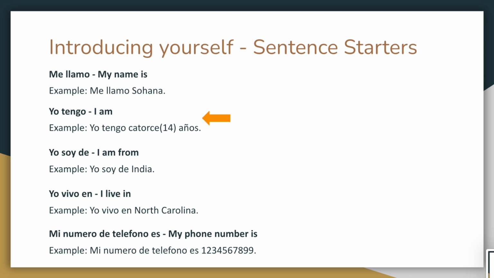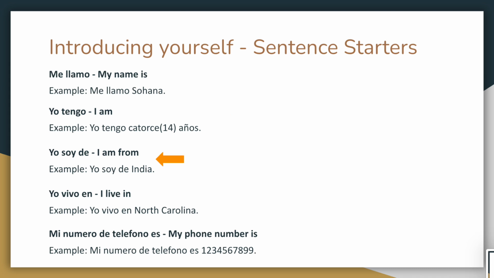Next is yo tengo, which means I am. So if I wanted to say I am 14 years old, I would say yo tengo 14 años. And años means years old.